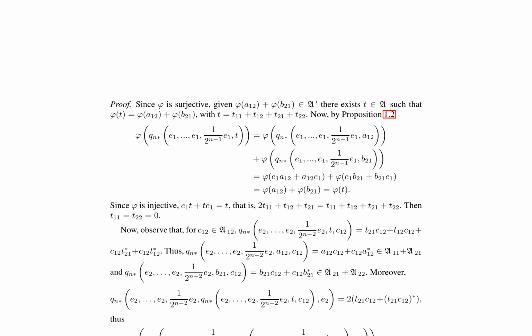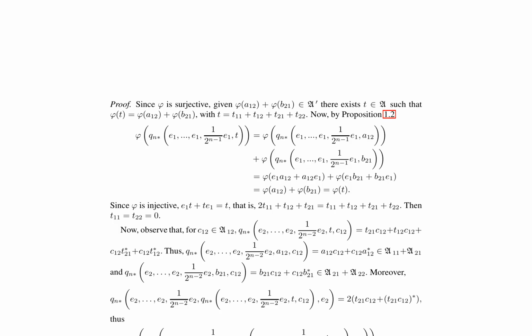The application of proposition 1.2 and lemma 2.3 further develops the properties of the function phi. Starting with the surjectivity of phi, it is shown that given phi(A12) plus phi(B21) in A, there exists T in A such that phi(T) equals phi(A12) plus phi(B21). The injectivity of phi then deduces that T11 equals T22 equals 0.